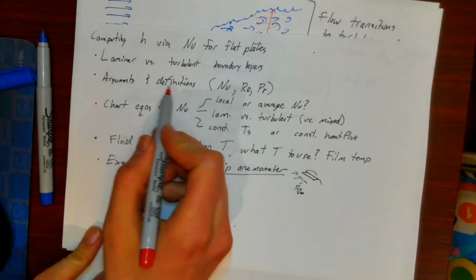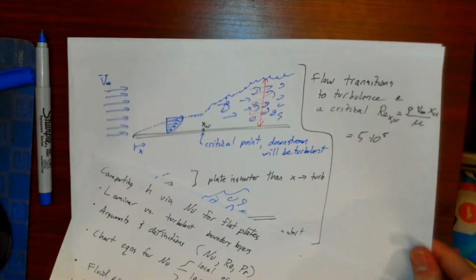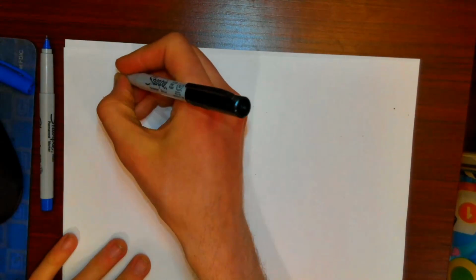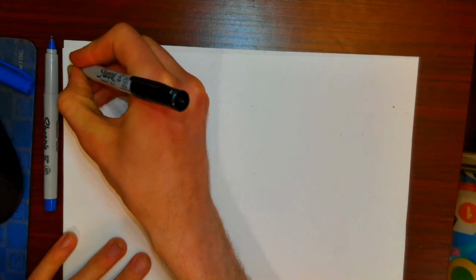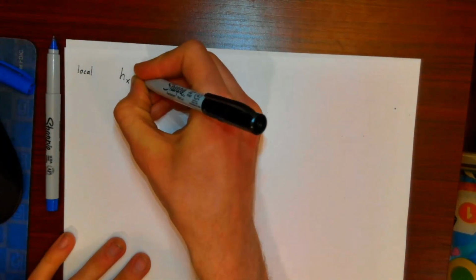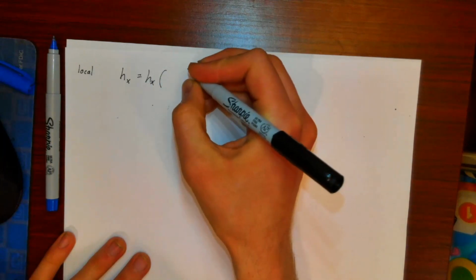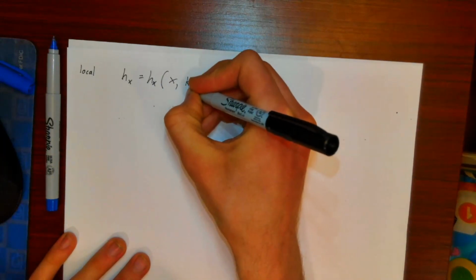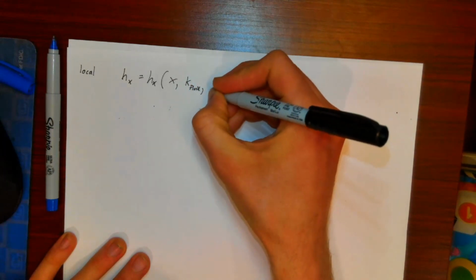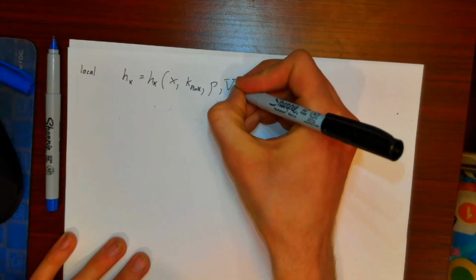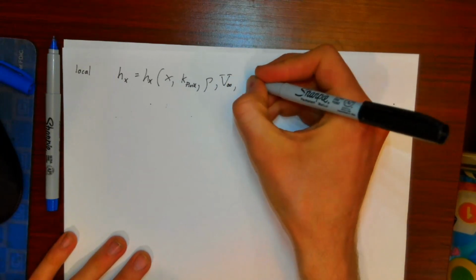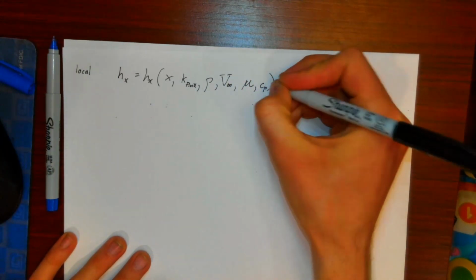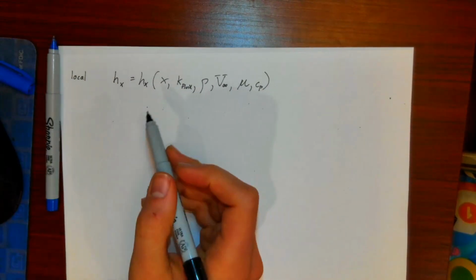All right, so we just talked about laminar versus turbulent boundary layers. Now let's talk about arguments and definitions for Nusselt number, Reynolds number, and Prandtl number. This is a quick recap from what we talked about last time. Last time we said that the convection coefficient, let's say we were dealing with a local one, h of x, is going to be a function of x, the thermal conductivity of the fluid, the fluid density, the velocity of the fluid flowing past the plate, as well as the viscosity and specific heat of the fluid.